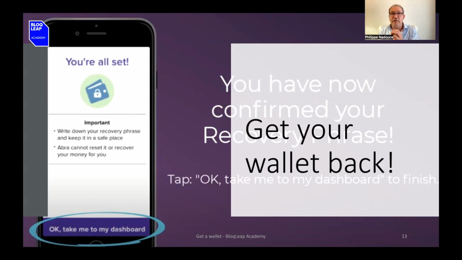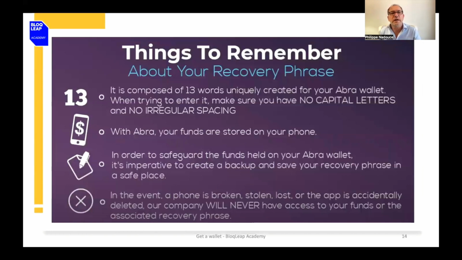So when you buy Bitcoin in a Bitcoin shop somewhere, you have to make sure, once you enter your recovery phrase and the seller says, okay, you are all set, to please verify that your Bitcoin is there, okay? So really quickly, things to remember about your recovery phrase. Again, be obsessed with that, okay? In the case of ABRA wallet, you've got 13 words, no capital letters, no irregular spacing.